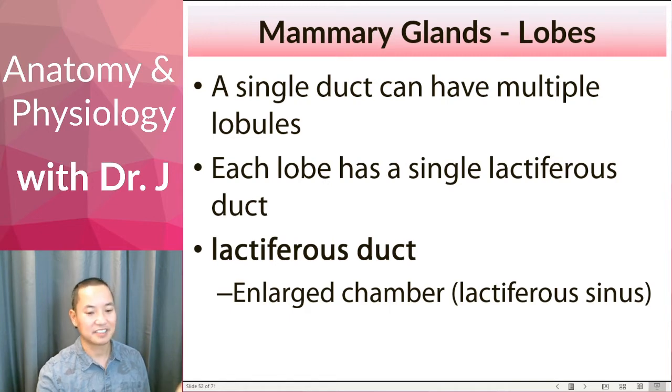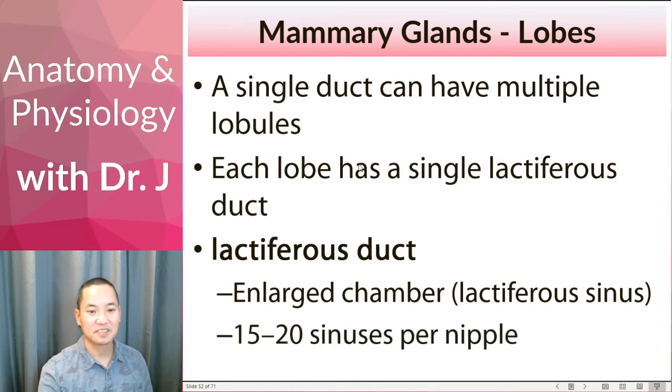Actually, let me rewind that a bit. The sinus is where you store it, but the duct is the final duct that actually carries milk from all those ducts and lobules, and finally out into the external environment, so you can nurse that baby. So about 15 to 20 sinuses per nipple. Again, these ducts and sinuses are in men too. It's just that the ducts and lobules that are developed during pregnancy in females don't develop in men.